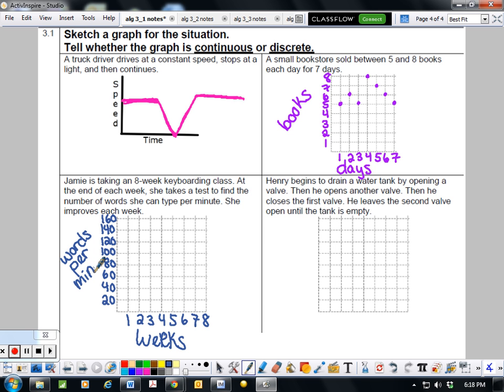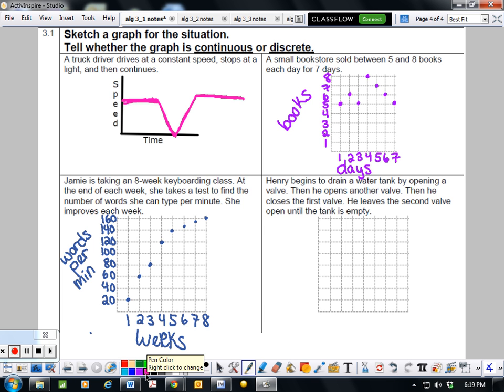And we're just looking at her improving each week. So on week 1, maybe it's only 20 words a minute. Week 2, maybe it's 60. Week 3, maybe it's 80. Week 4, maybe she jumps to 120. Week 5, 140. Week 6, maybe it's 150. 7. So as long as we're continually going up, that's okay. And then the question is, do I connect these? Well, since she's not taking the test in between the weeks, this should be a discrete graph. We shouldn't be connecting those dots. We're just looking at the pattern for those.